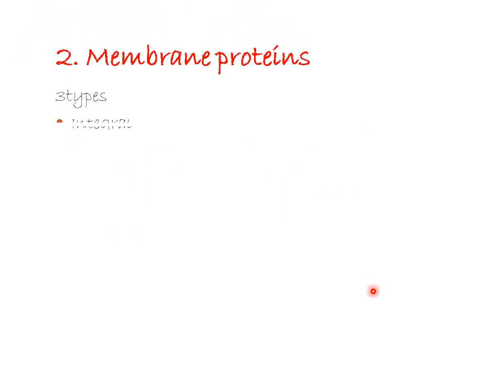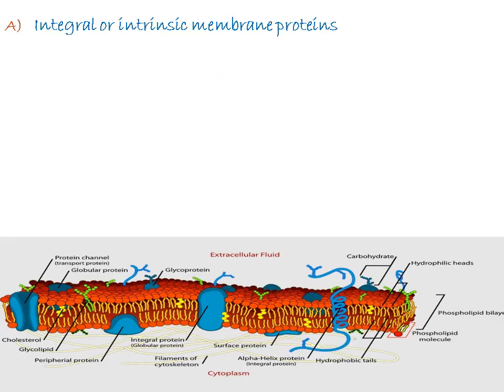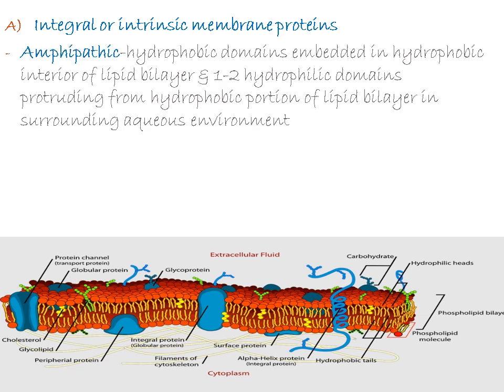Now coming to the membrane proteins. These membrane proteins are of three types, that is integral proteins, peripheral proteins and membrane associated proteins. What are integral proteins? Integral proteins are also known as intrinsic membrane proteins. These are amphipathic in nature, just like phospholipid. That means they will have both kinds of ends, a hydrophobic and a hydrophilic.